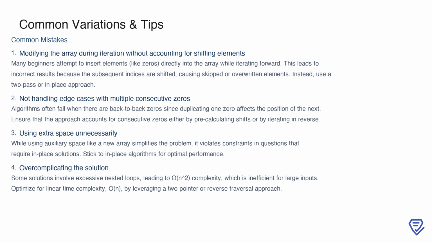Another mistake is relying on extra space, such as creating a new array. While it simplifies the problem, it violates the constraints for in-place solutions, which are often required in these types of questions. Lastly, overcomplicating the solution with excessive nested loops can unnecessarily increase time complexity to n squared. A more efficient approach, such as using two pointers or reverse traversal, can achieve linear time complexity, O(n), which is far better for larger inputs.